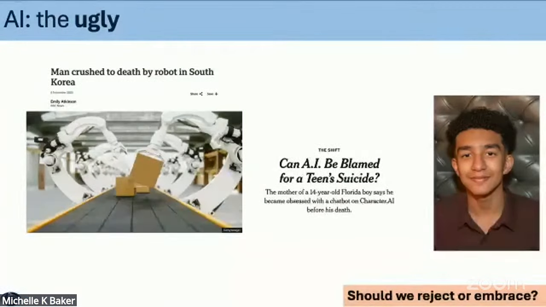Also, some sad things have happened. So, in Korea, there was a man crushed to death by a robot. It mistook him for a box. And there was a teenager who had an unfortunate suicide that was attributed to a relationship that was built with a chatbot. All of these things are things that we have to keep in mind.